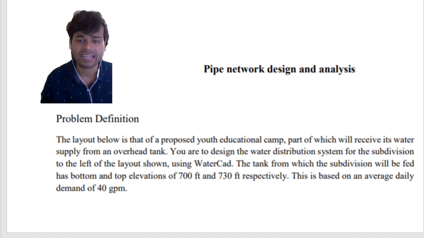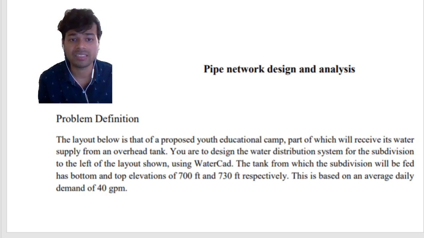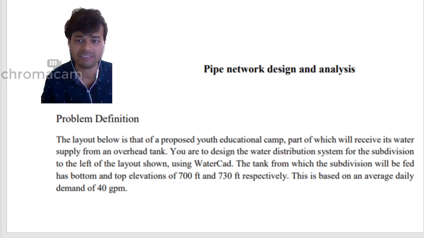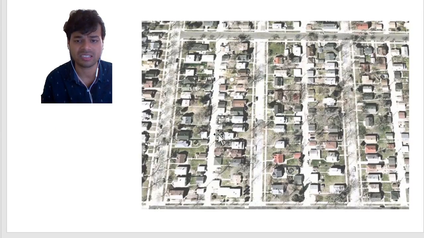Okay, and there are some parameters you can use in your design, like your average daily demand, which is 40 GPM, gallons per minute. So let's see how we can design a water distribution system for this household on the left side, based on some criteria. So what are the criteria?